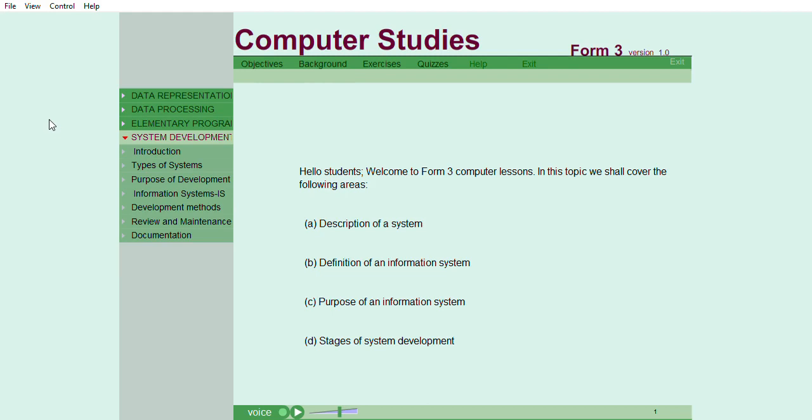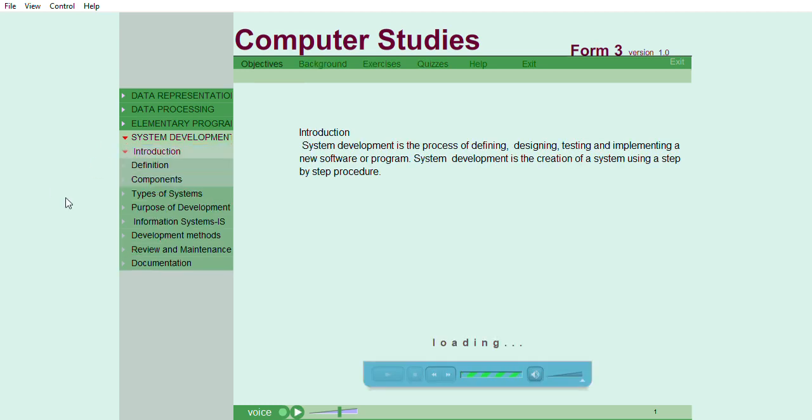In this topic, we shall cover the following areas: description of a system, definition of an information system, purpose of an information system, and stages of system development. Introduction. System development is the process of defining, designing, testing, and implementing a new software or program. System development is the creation of a system using a step-by-step procedure.